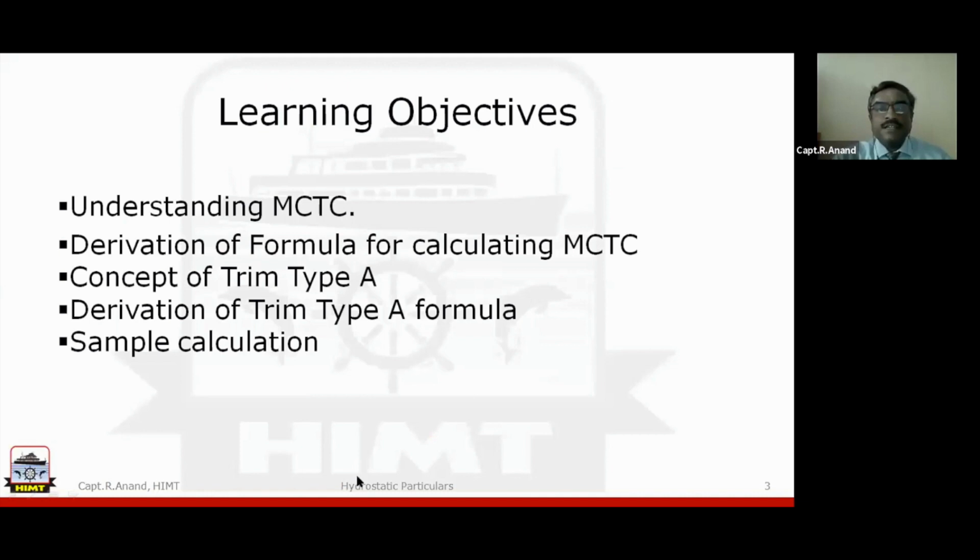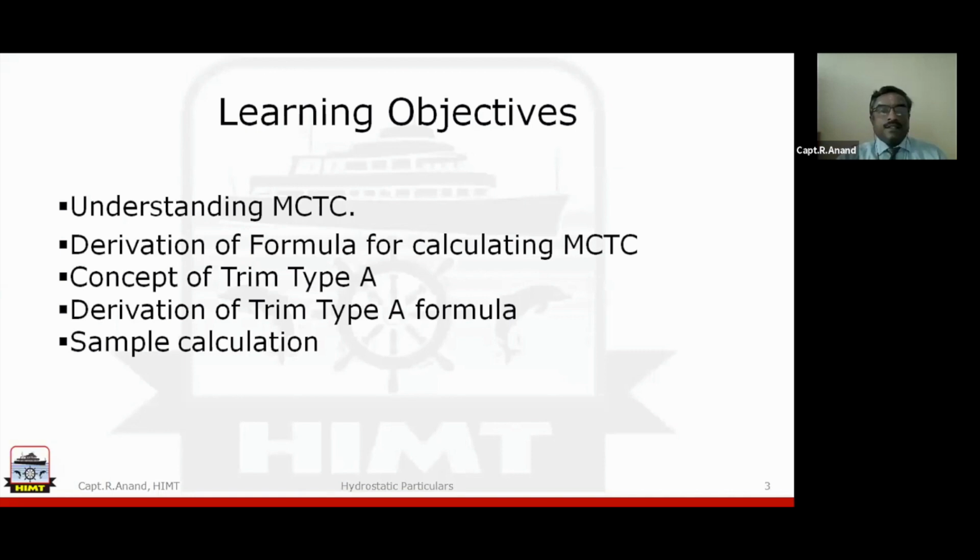So for the session for today, it's about trim type A, but prior to proceeding to trim type A, I want you to understand what is meant by MCTC, and we are going to derive the formula for calculating MCTC. And then we'll get into the actual trim type A calculation.